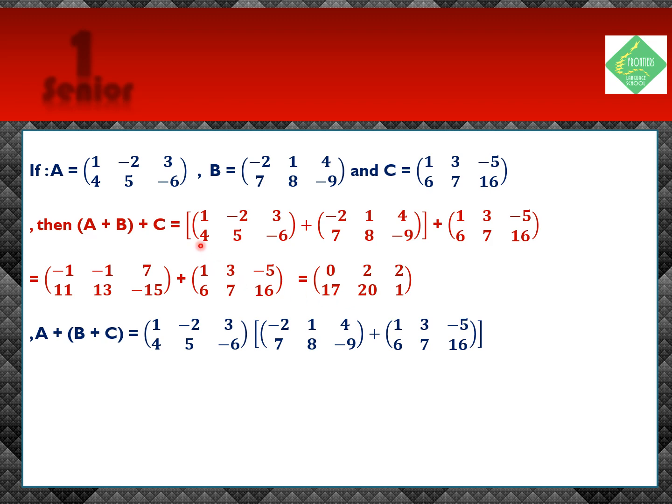I started adding A plus B. Now start adding B plus C, then add them to A. You will find they have the same result 0, 2, 2, 17, 20 and 1.